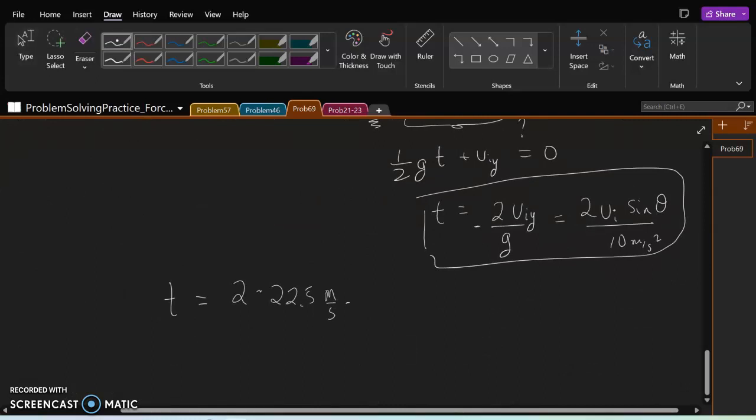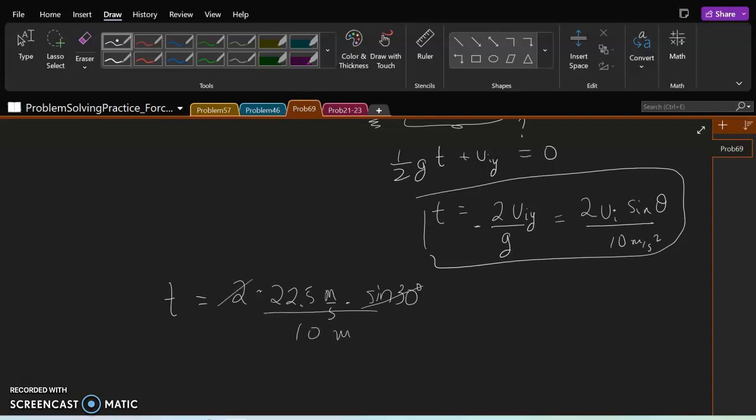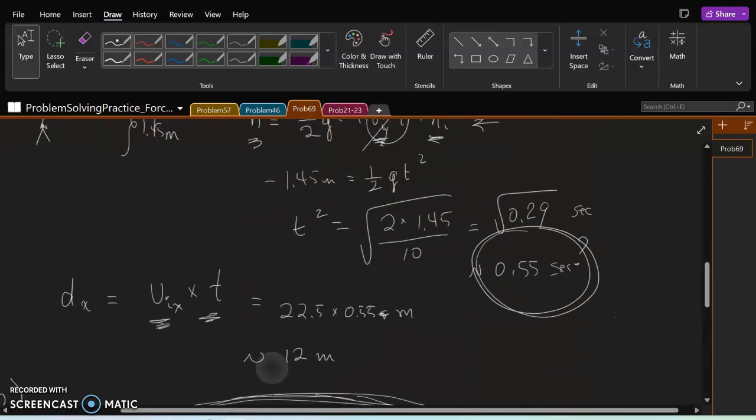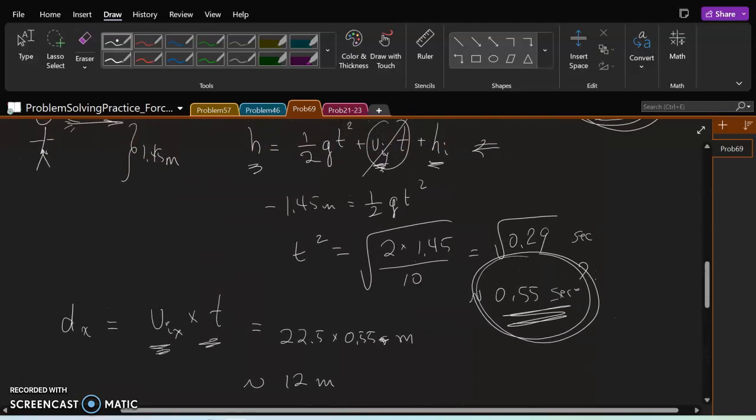Now the sine of 30 degrees happens to be equal to 1/2, so this is going to cancel with that 2 right there. And I'm going to divide by 10 meters per second squared. Finally I get about 2.25 seconds. That's pretty cool. Notice that 2.25 seconds is more time than we got when we just fired the arrow horizontally, and that's because the arrow is able to go up in the air too, right?